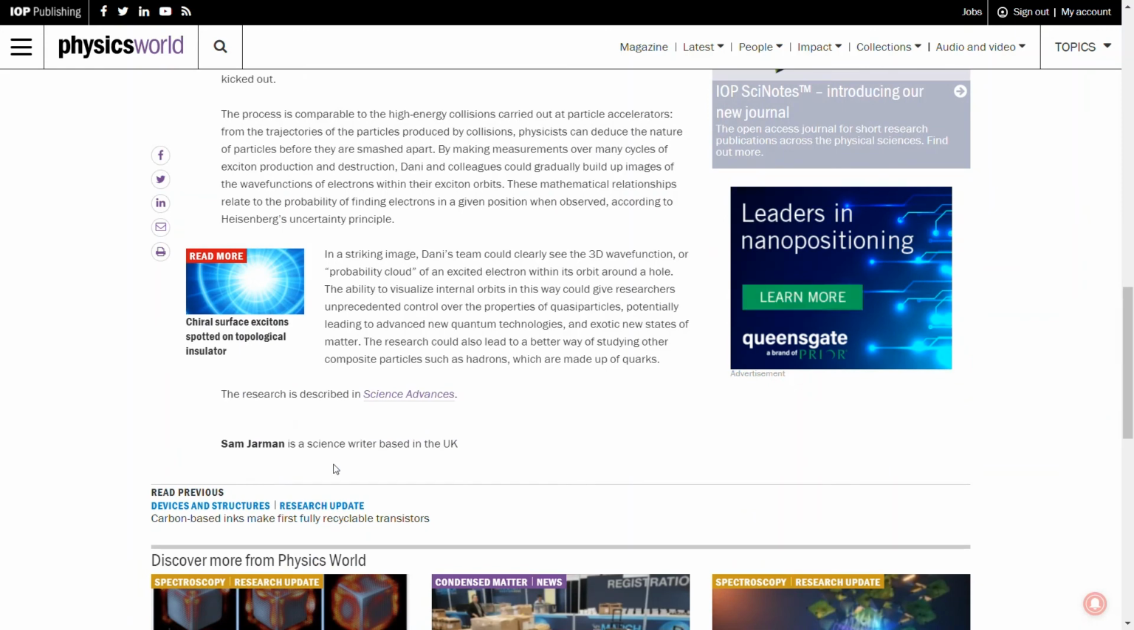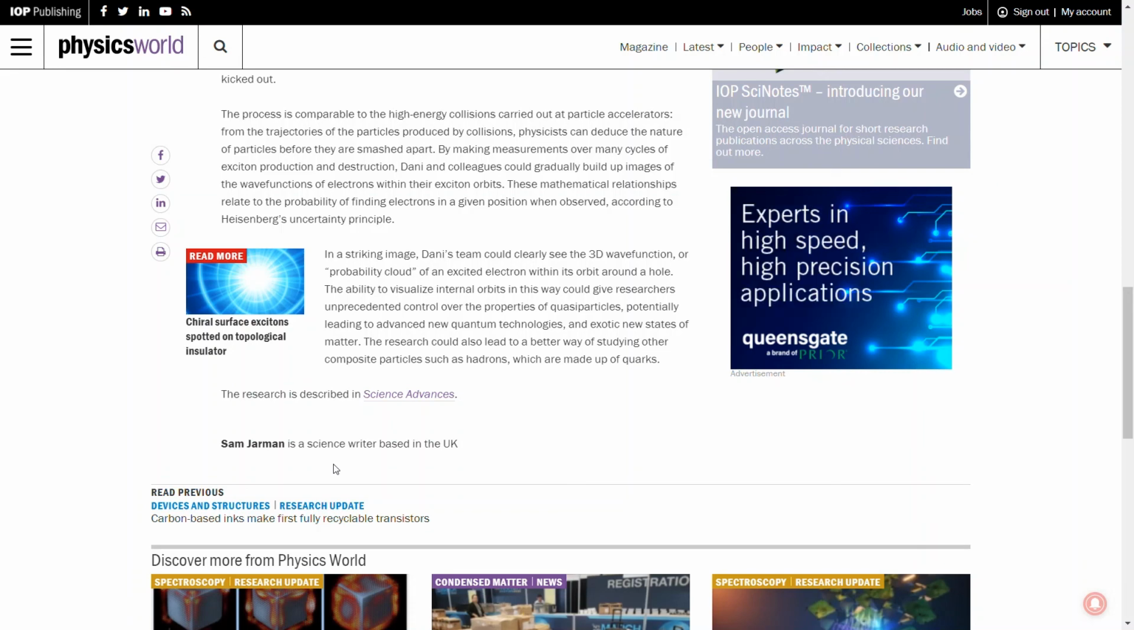The process is comparable to the high-energy collisions carried out at particle accelerators. From the trajectories of the particles produced by collisions, physicists can deduce the nature of particles before they are smashed apart. By making measurements over many cycles of exciton production and destruction, Dani and colleagues could gradually build up images of the wave functions of electrons within their exciton orbits. These mathematical relationships relate to the probability of finding electrons in a given position when observed, according to Heisenberg's uncertainty principle. In a striking image, Dani's team could clearly see the 3D wave function or probability cloud of an excited electron within its orbit around the hole.